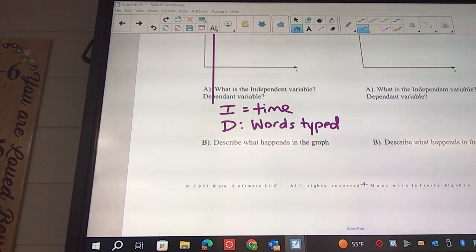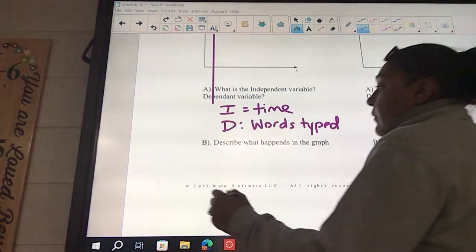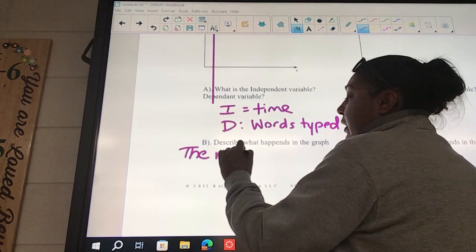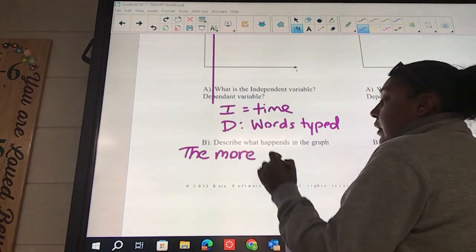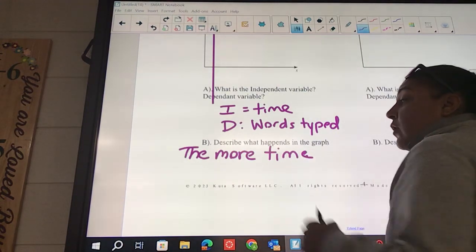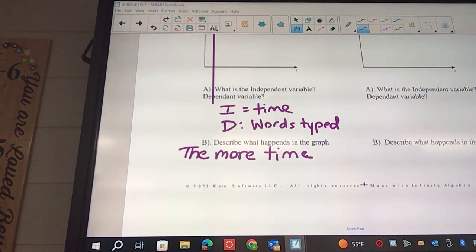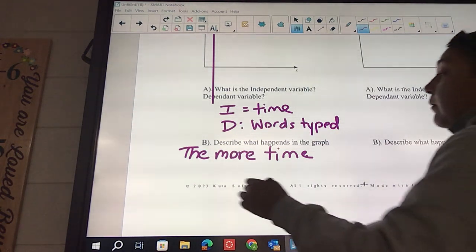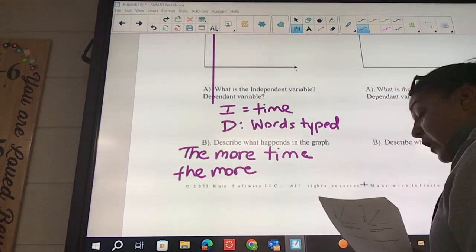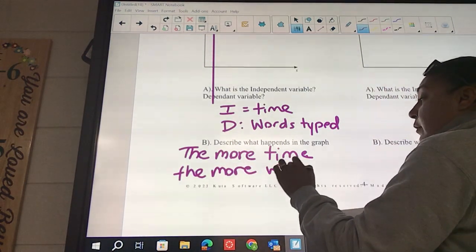Okay, so describe what happens in the graph. Okay, so the more time, and this is not a proper sentence, but just so we can keep the vocabulary correct. The more time, okay, that's more x-axis. What's going on with the y-axis? Is our graph going up or is it going down? It's going up, so then it's going to be the more whatever is on the y-axis. So in this case, it's going to be words typed.